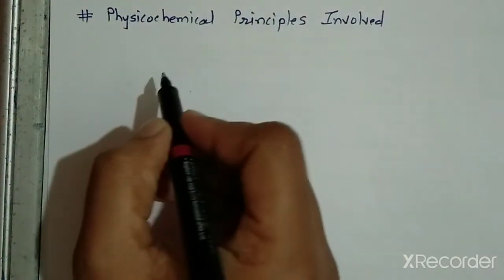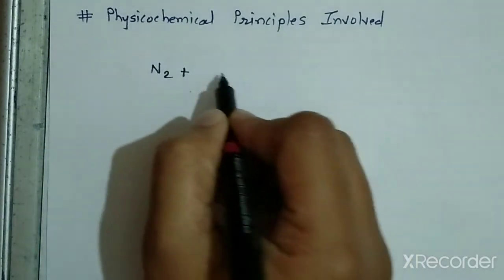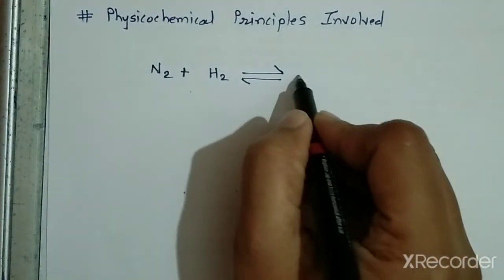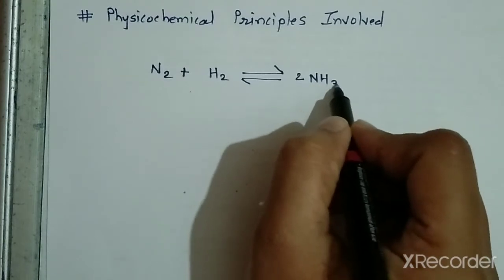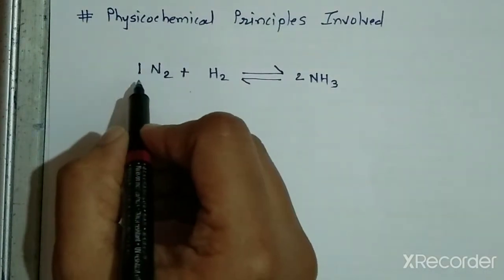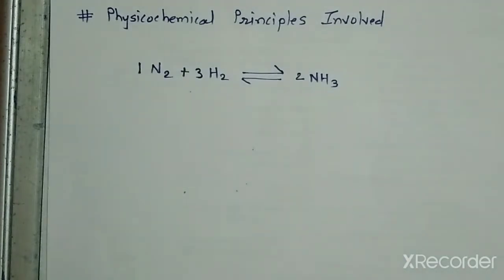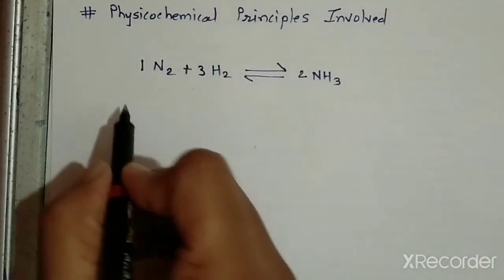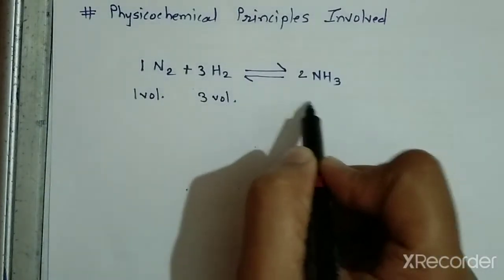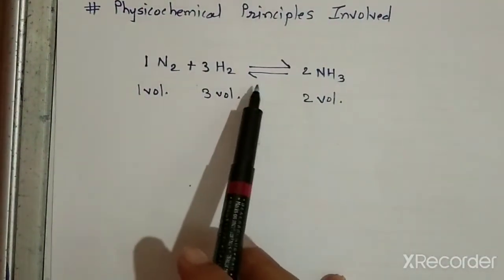First we will see the basic chemical reaction, that is nitrogen when reacted with hydrogen forms ammonia, and this process is reversible. How many molecules of nitrogen and hydrogen are required? One molecule of nitrogen and 3 molar proportions of hydrogen, when reacted together, form ammonia. That means 1 volume of nitrogen and 3 volumes of hydrogen give 2 volumes of ammonia, and this reaction is reversible.